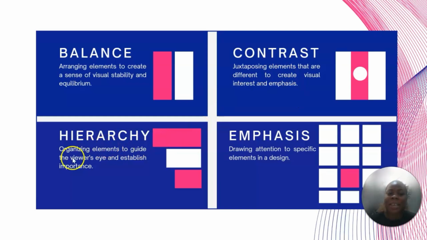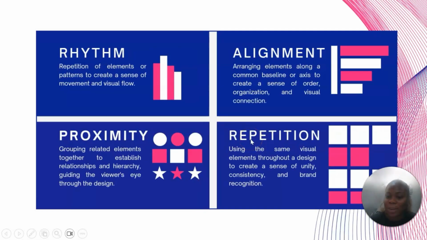And then we have hierarchy. This is organizing elements to guide the viewer's eyes and establish importance. For example, you see this rectangle right here, and it's bigger, and the more I go down it gets smaller. This one is smaller than the first one, and this one is also smaller than the second one. You can see the hierarchy. That's to say this is the top, this is the middle, and this is the body. More like headline, headline 2, and then body. You'll understand more as we dive into the practical. I keep saying it, but you actually understand better.